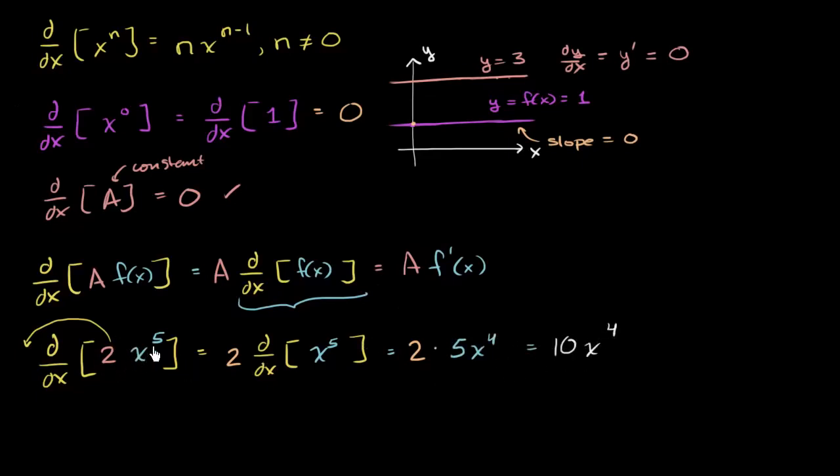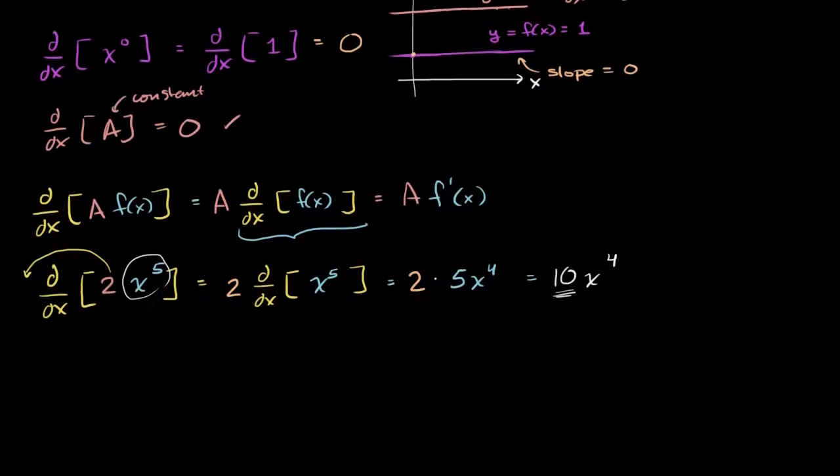So 2x to the 5th, you can literally just say, okay, the power rule tells me the derivative of that is 5x to the 4th. 5 times 2 is 10. So that simplifies our life a good bit. We can now, using the power rule and this one property, take the derivative of anything that takes the form ax to the n power.